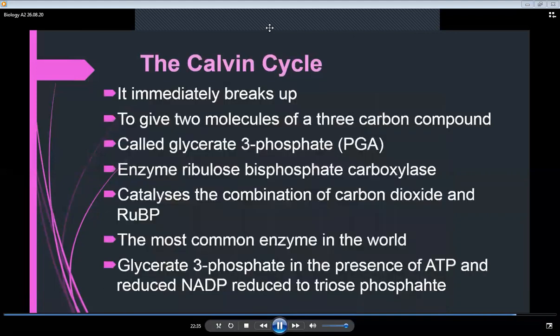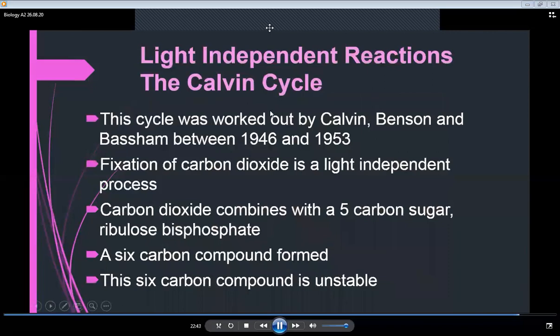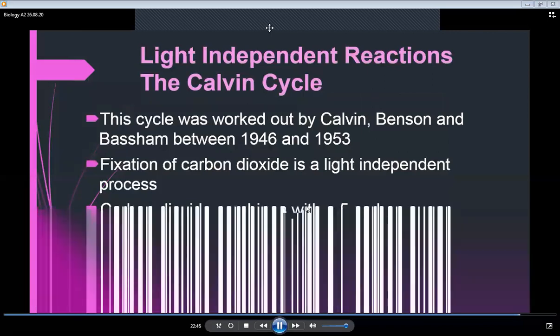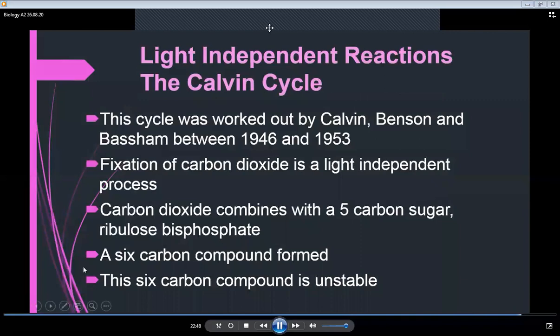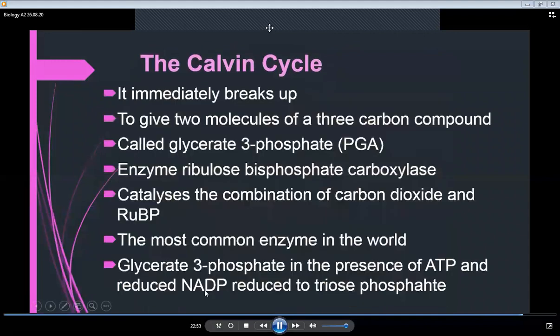Okay, now we will just have a look at the outline of this Calvin cycle, starting from this: carbon dioxide combines with a 5-carbon sugar, ribulose bisphosphate. A 6-carbon compound is formed, but this 6-carbon compound is highly unstable, so it immediately breaks up to give 2 molecules of a 3-carbon compound called glycerate 3-phosphate. The enzyme ribulose bisphosphate carboxylase, abbreviated as Rubisco, catalyzes the combination of carbon dioxide and ribulose bisphosphate, and this is the most common enzyme in the world.